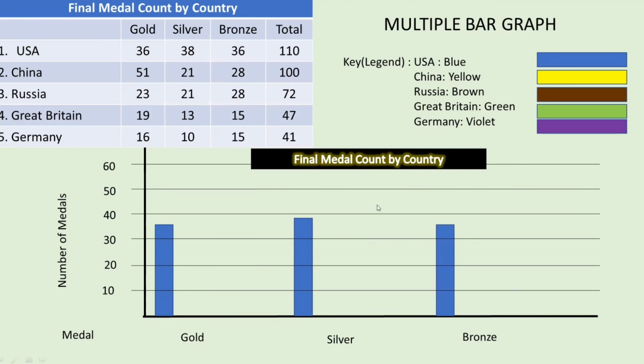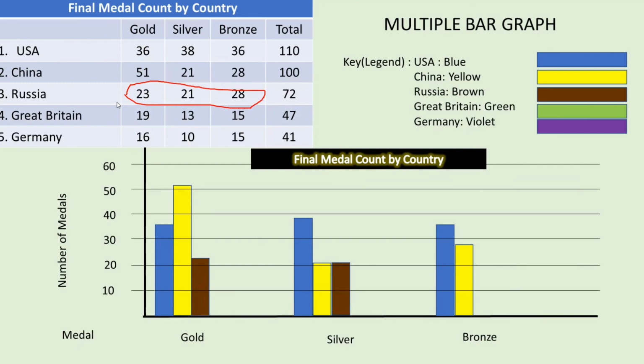So, titingin tayo sa table ng ating China. So, eto yung China. So, yung gold natin ay 51. Then, yung silver natin ay 21. So, ginamit ko ay yellow dahil ito yung nagre-represent sa China natin doon sa key natin. So, yung ating bronze for China ay 28. Next natin is Russia, color brown. So, ito yung table ng ating Russia. So, yung gold natin ay 23. The silver is 21. And then, bronze is 28.